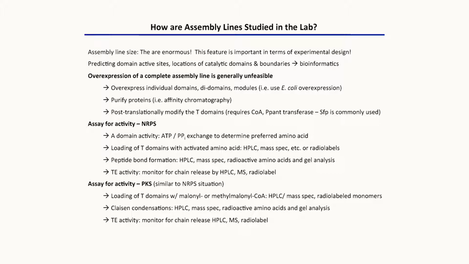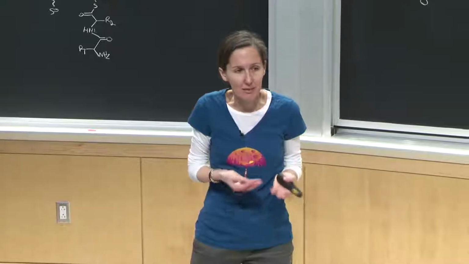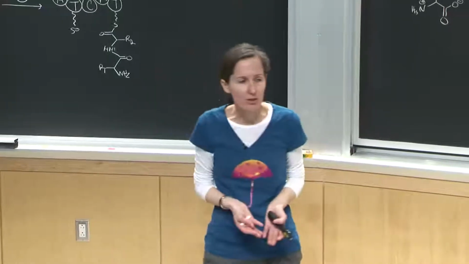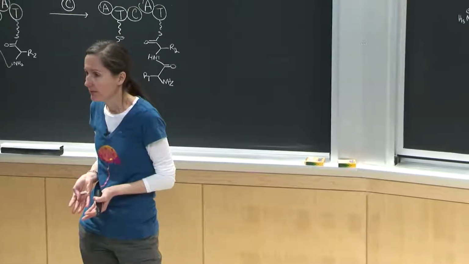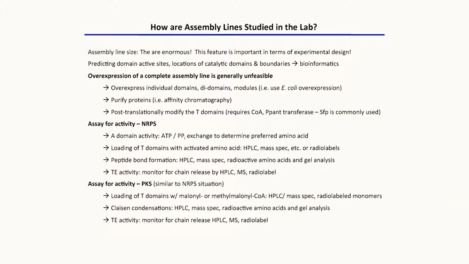And these days, bioinformatics drives a lot of the studies, right? Rather than first finding a natural product, determining its structure, and then hunting down the protein machinery, a wealth of genomes are becoming available. So you can use bioinformatics to search for PKS or NRPS gene clusters, and then make some assessment as to what type of molecule these gene clusters might be responsible for making. Bioinformatics plays a huge role, and it allows us to predict the domains, their locations, and their boundaries. As I just said, overexpression of a complete assembly line is generally not feasible.